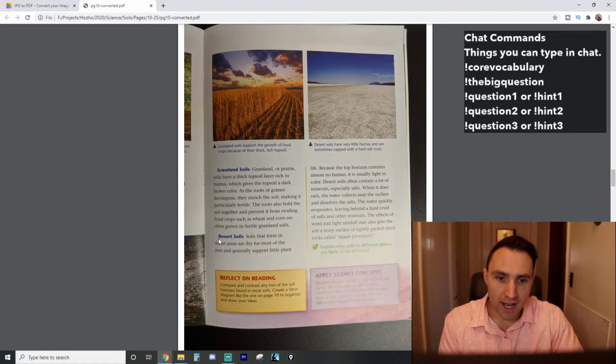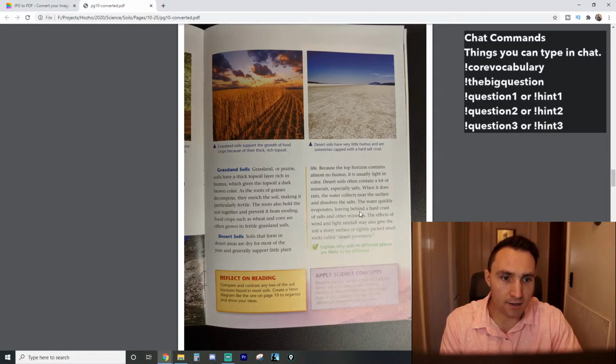All right, our last section. Desert soils that form in desert areas are dry for most of the year and generally support little plant life because the topsoil horizon contains almost no humus. It is usually light in color.